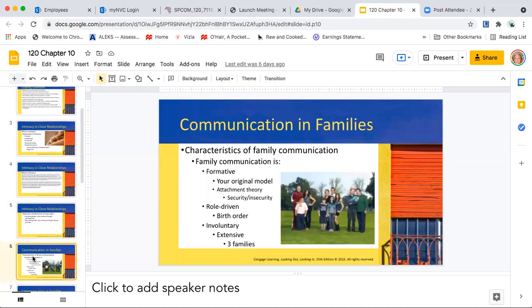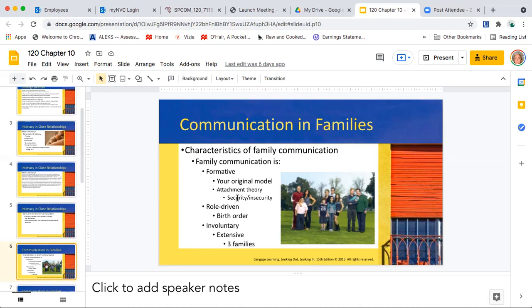What about communication in families? So families is very complex, and how communication works in a family is very, very complex. So that is what we're going to unpack right now. The characteristics of family communication are that family communication is formative, okay? So what that means is it's formed from your original models of communication. So that's usually your parents and then other relatives, siblings, and relatives that are around you in your lifetime when you're forming your communication styles and expectations.